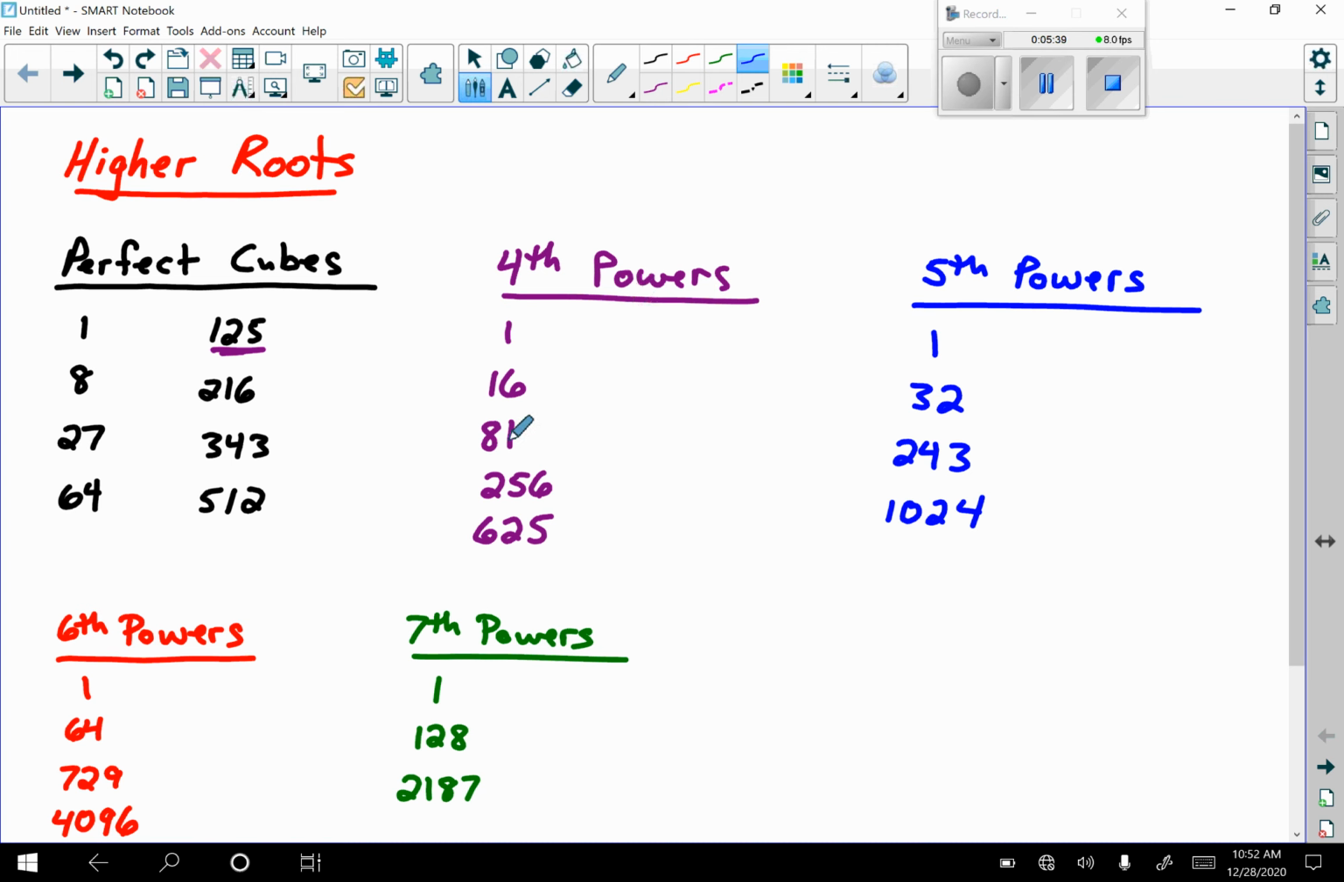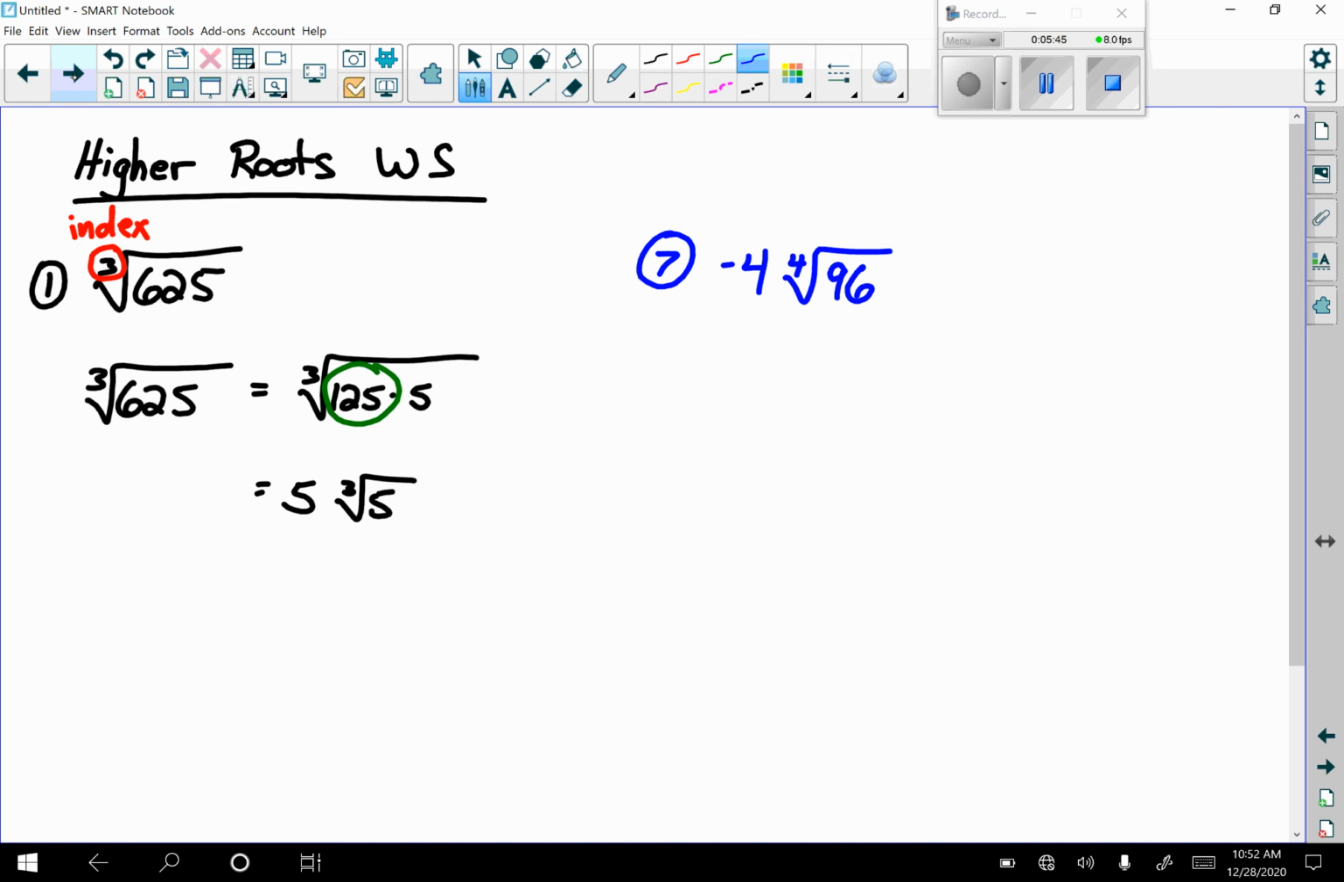Now, if it's 96, 81 definitely doesn't go into 96 evenly, so my only other choice is 16. So on your calculator, go ahead and divide 96 by 16. We're still going to write the negative 4 out in front, still the 4th root, but 96 is 16 times 6. So now I'm going to circle the 16.